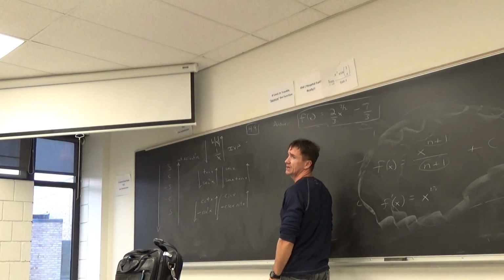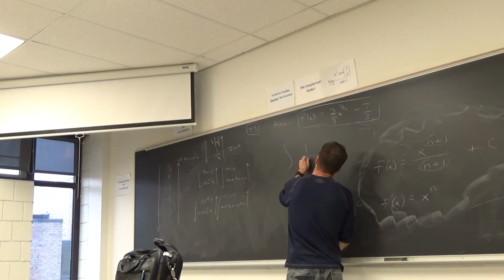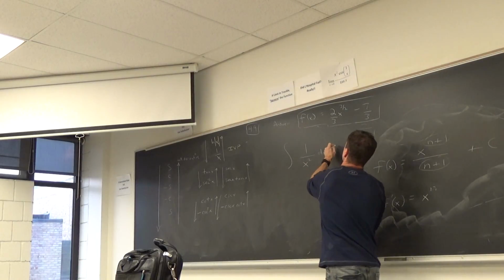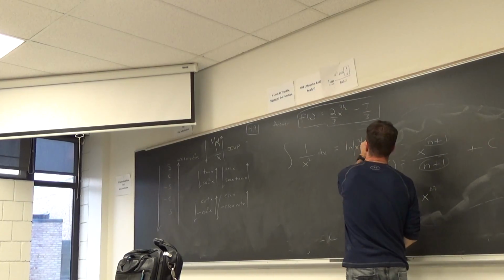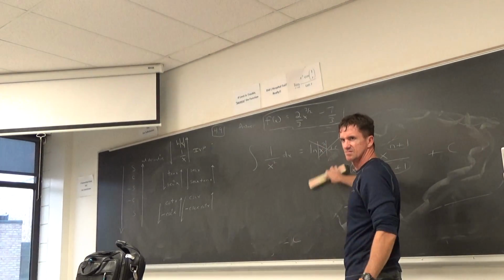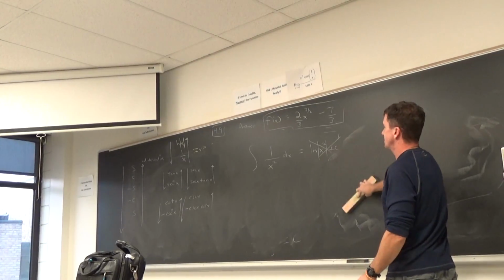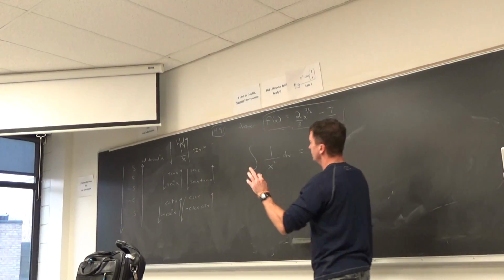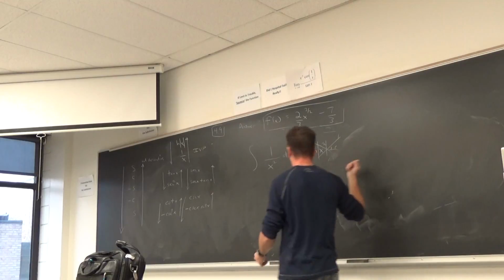And when this happens 100 times in Calc 1 and Calc 2, be careful. People do it all the time. That's not right. We got it. Pump it up by 1, divide by that number. The natural log of x is only for a simple 1 over x. So you're back to that rule.